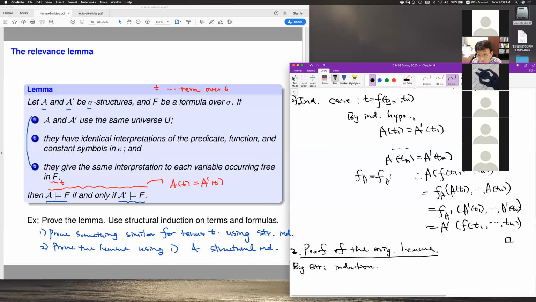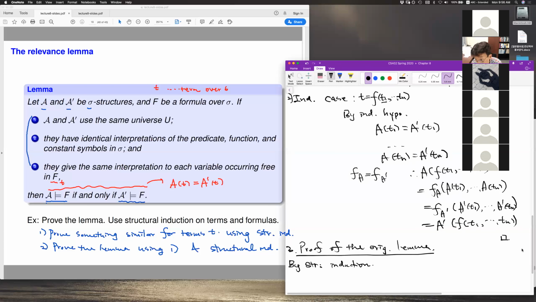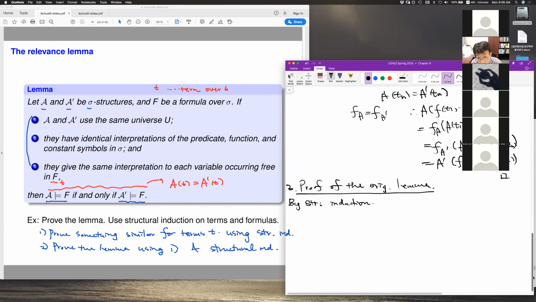So I'm not going to go through all the cases, but I will cover maybe one or two. So the most important one. First, think about the base case. There are multiple base cases: true, false, and so on. But one of the base cases, so we have a formula F.